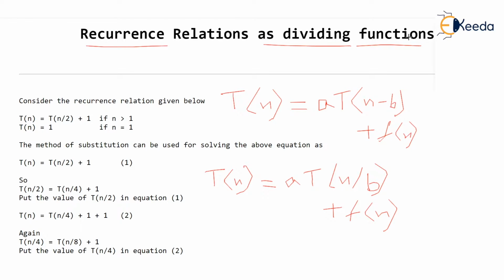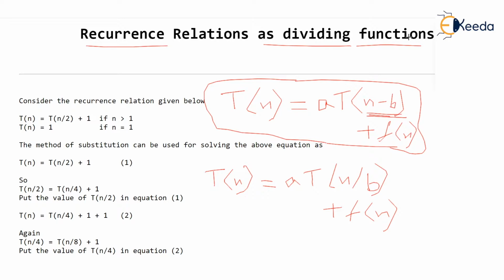Now in the previous 3-4 videos we have been seeing the recurrence relation for decreasing functions, and those recurrence relations were of the form T(n) = a T(n-b) + f(n). For instance, we had a recurrence relation like T(n) = T(n-1) + 1. So n, the data size, was getting reduced due to each recursive call, by the amount of b.